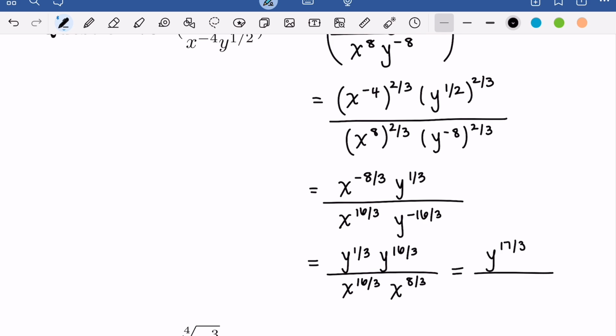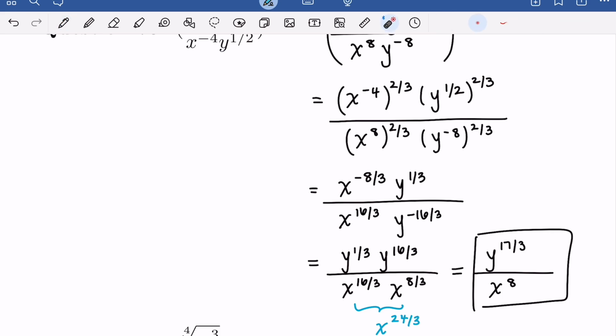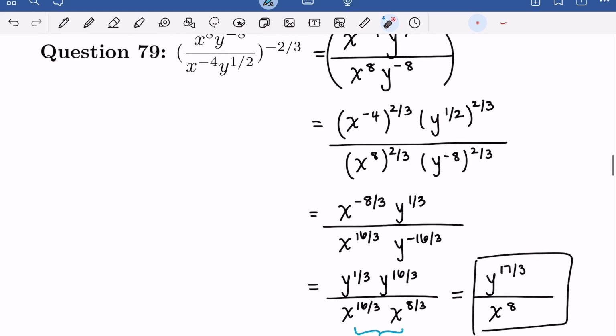And in the denominator here, we're going to end up with 16 plus 8, so that'll give us 24 divided by 3. So that'll give us x raised to the 8th power here. Okay, so just emphasizing this guy here is going to end up being x to the 24/3 power. All right, so that's how we get x to the 8th power. So this is going to be our final answer for this case.